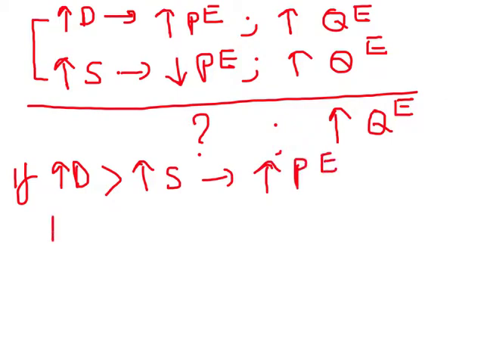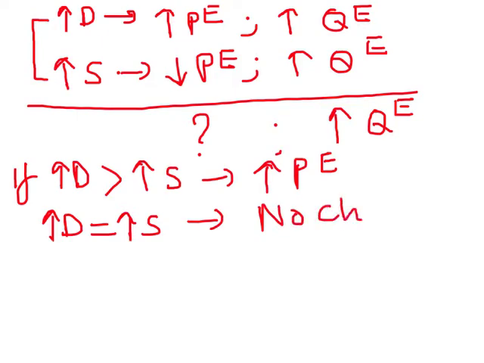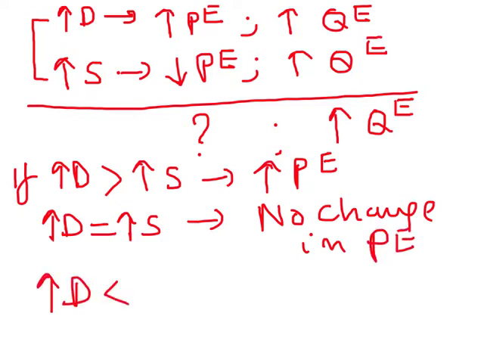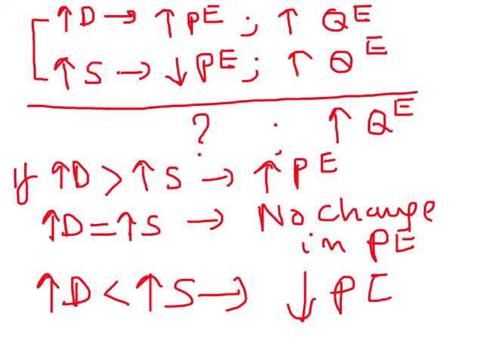If on the other hand, increase in demand equals increase in supply, we would expect no change in equilibrium price. And if increase in demand is less than increase in supply, we would expect a decrease in equilibrium price.